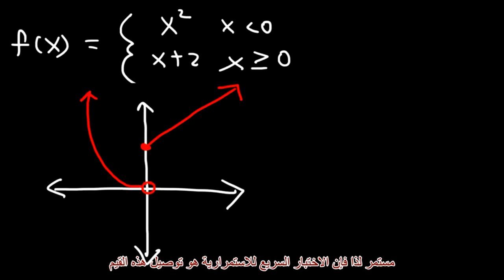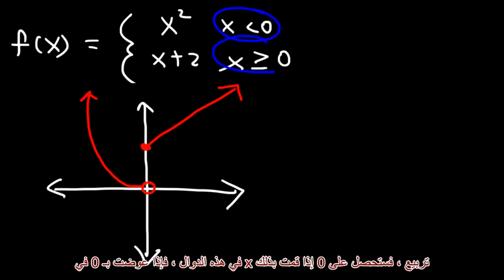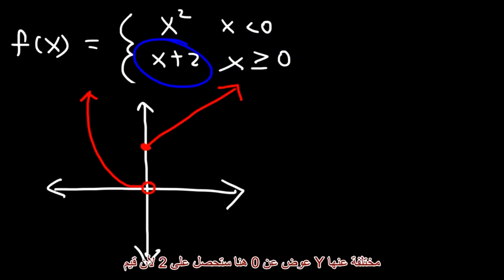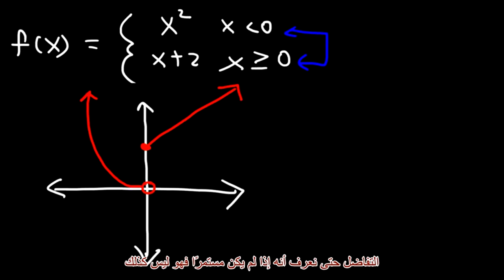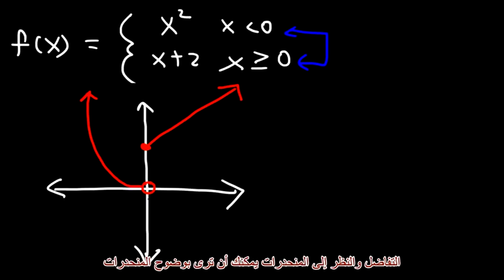So a quick test for continuity is to plug in these values into these functions. So if you plug in 0 into x squared, you're going to get 0. If you plug in 0 here, you're going to get 2. Because the y values are different at this x value, it will not be a continuous function. Now, let's talk about differentiability. So we know that if it's not continuous, it's not differentiable.